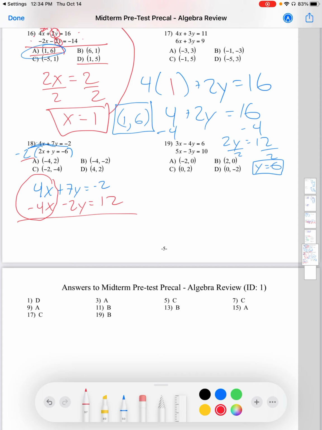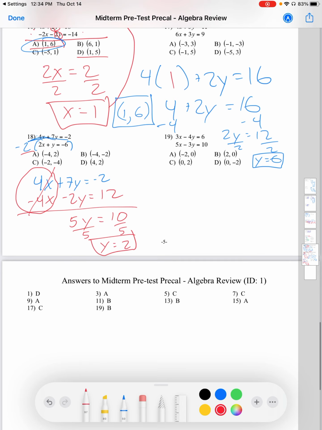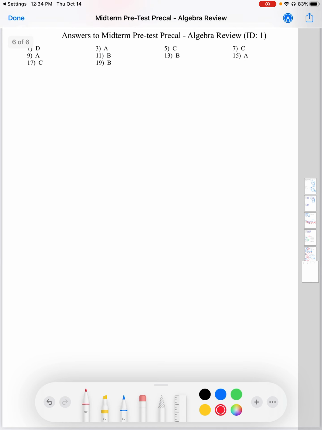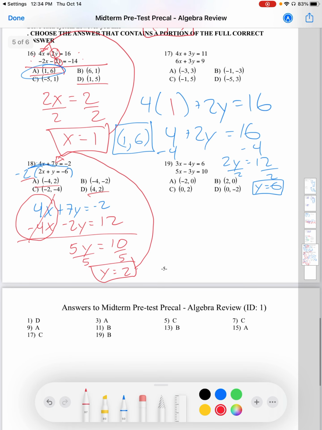Draw my line. Combine down. Let's cancel. We get 5y equals 10. Y is 2. And again, I do have two choices, so I'm going to have to plug it back in. Either equation works. Whoops. I'm going to plug into the top one. Top one is 4x plus 7 times y. We found y to be 2.